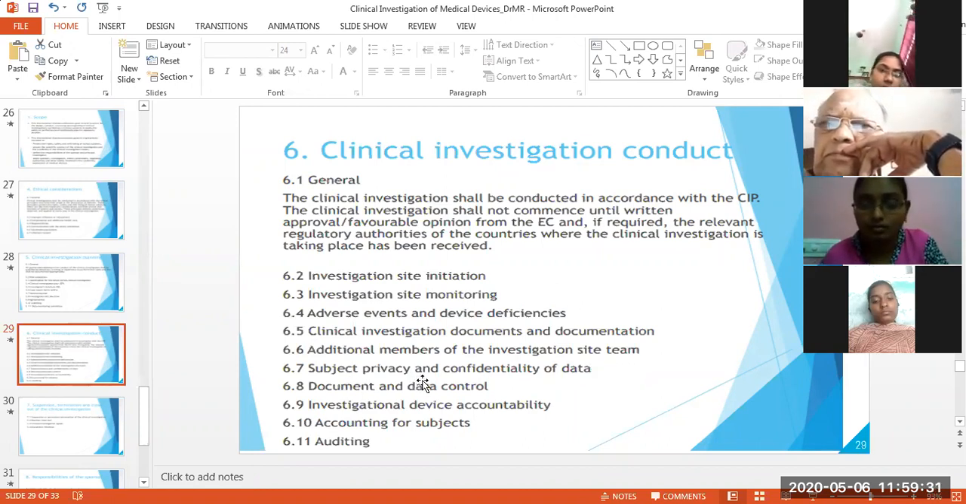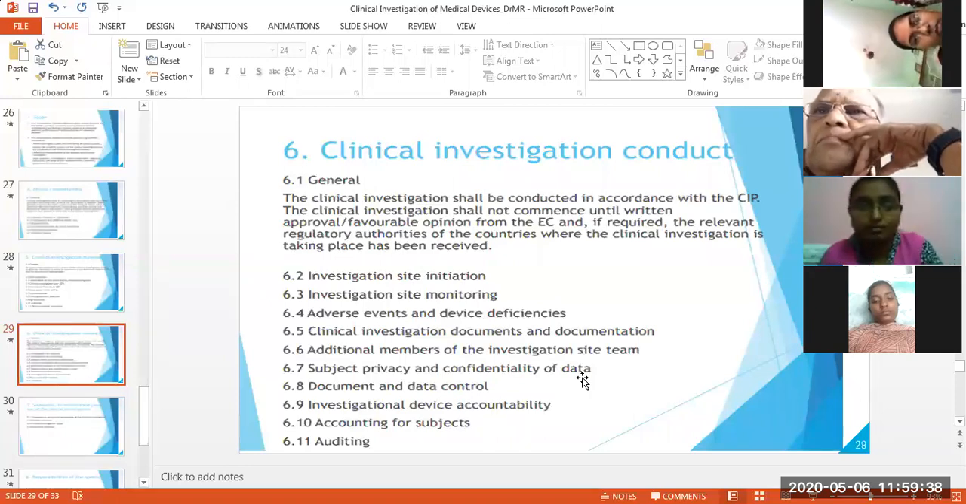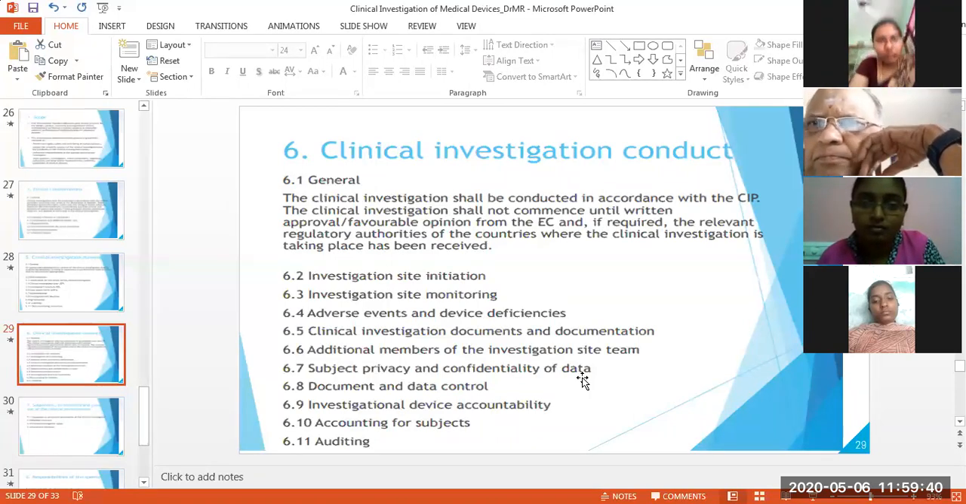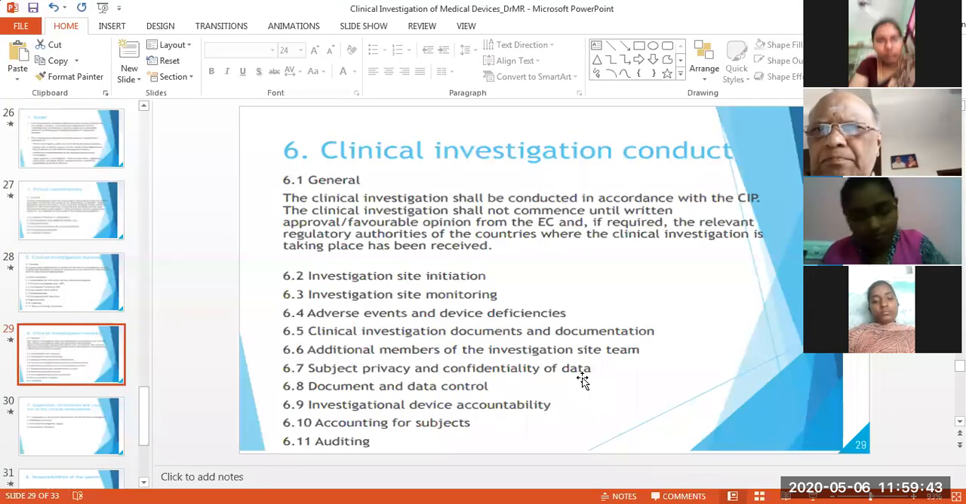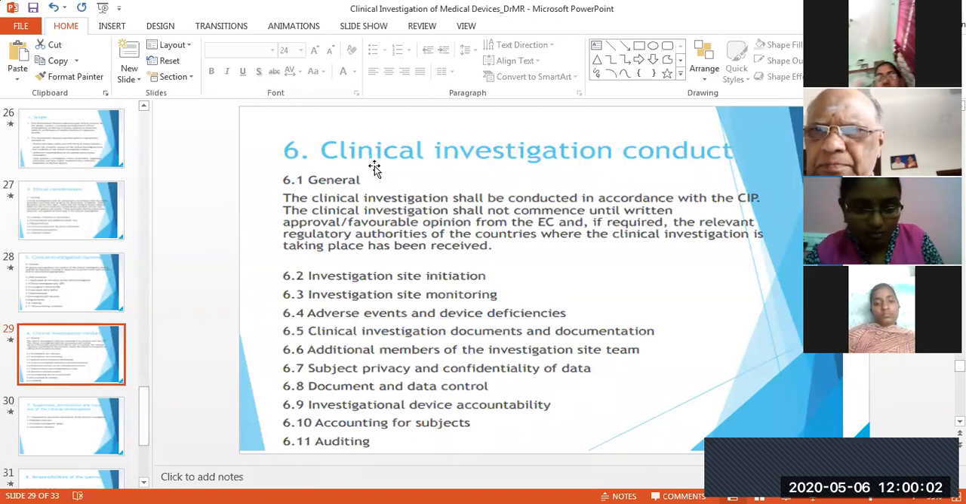And subject privacy and confidentiality of data. So what are the clinical data that is obtained? That subject privacy is also very, very important. The patient confidentiality, the patient name confidentiality is very, very important. You have to save the name in the form of short names, not in detail, to maintain the subject privacy. And also the document and data control, investigational device accountability, accounting for the subjects, and auditing. All these are the different concepts under clinical investigation conduct.